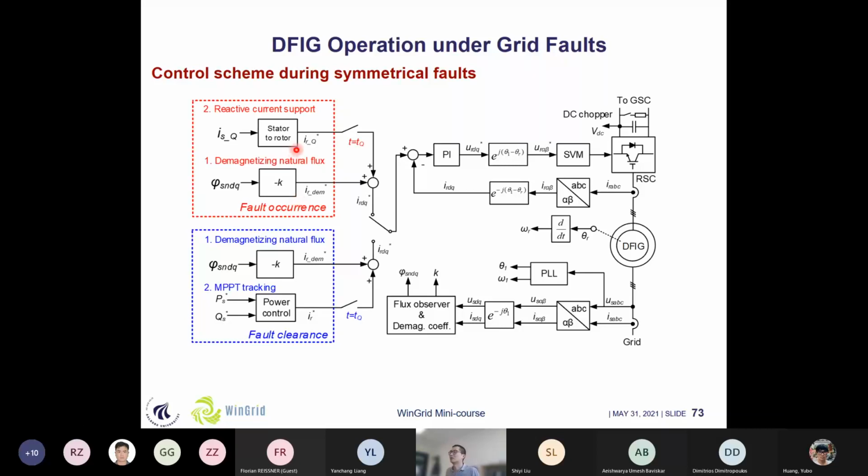And second, we also need to inject some reactive power that can support the recovery of the grid voltage. Moreover, we also need to bear in mind that not only in case of the fault occurrence, but also at the recovery, we will introduce this demagnetizing current. At the very beginning, we use this demagnetizing current to try to reduce the natural flux as soon as possible. And after a certain time period, we will switch back to this vector control of the active power and reactive power.